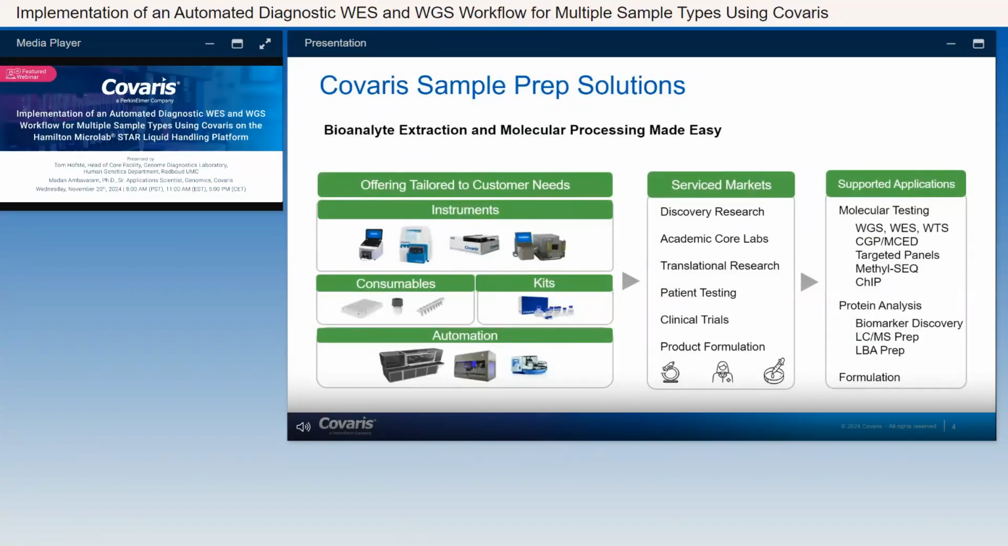Covaris sample prep solutions and problem-solving strategy. As we transition to a more solution-oriented approach, let's take a comprehensive look at our capabilities. On the left, you will see Covaris offerings specifically tailored to meet diverse customer needs across various sample throughput ranges. Our portfolio spans instruments, consumables, and automation-compatible platforms, each designed to serve a wide spectrum of laboratory requirements.